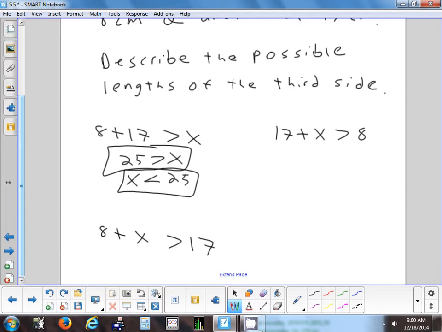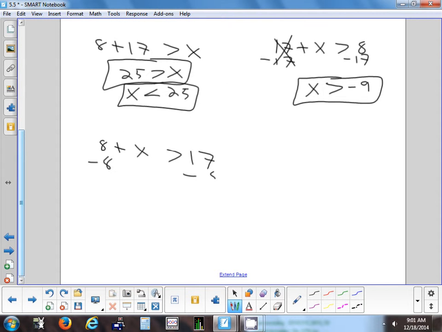Okay? Let's do the one on the upper right. Subtract 17. Subtract 17. What happens there? Yeah, x is bigger than how much? What does that say? Negative 9. It's useless. Yeah, that one doesn't tell us anything. It's the third one. Okay, minus 8, minus 8. Okay, 17 take away 8 is 9. So two ways you could write your final answer.